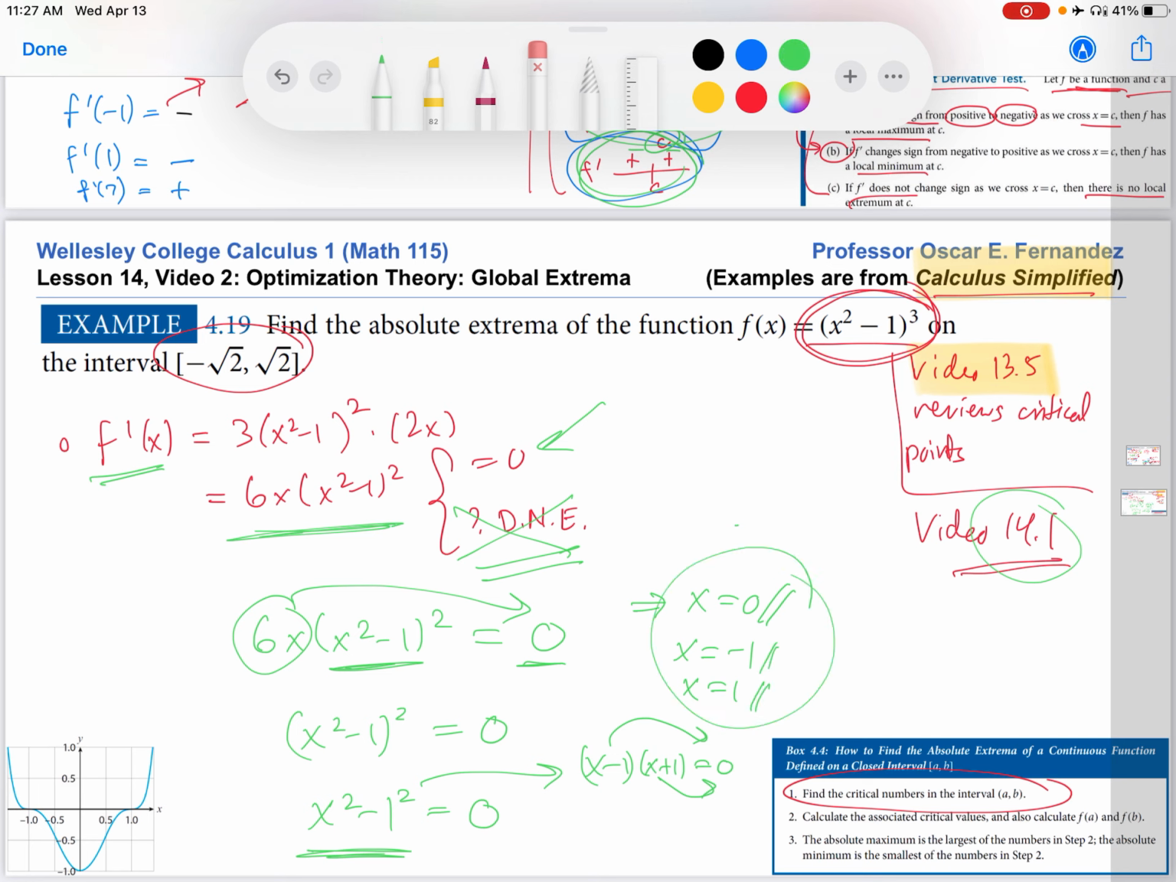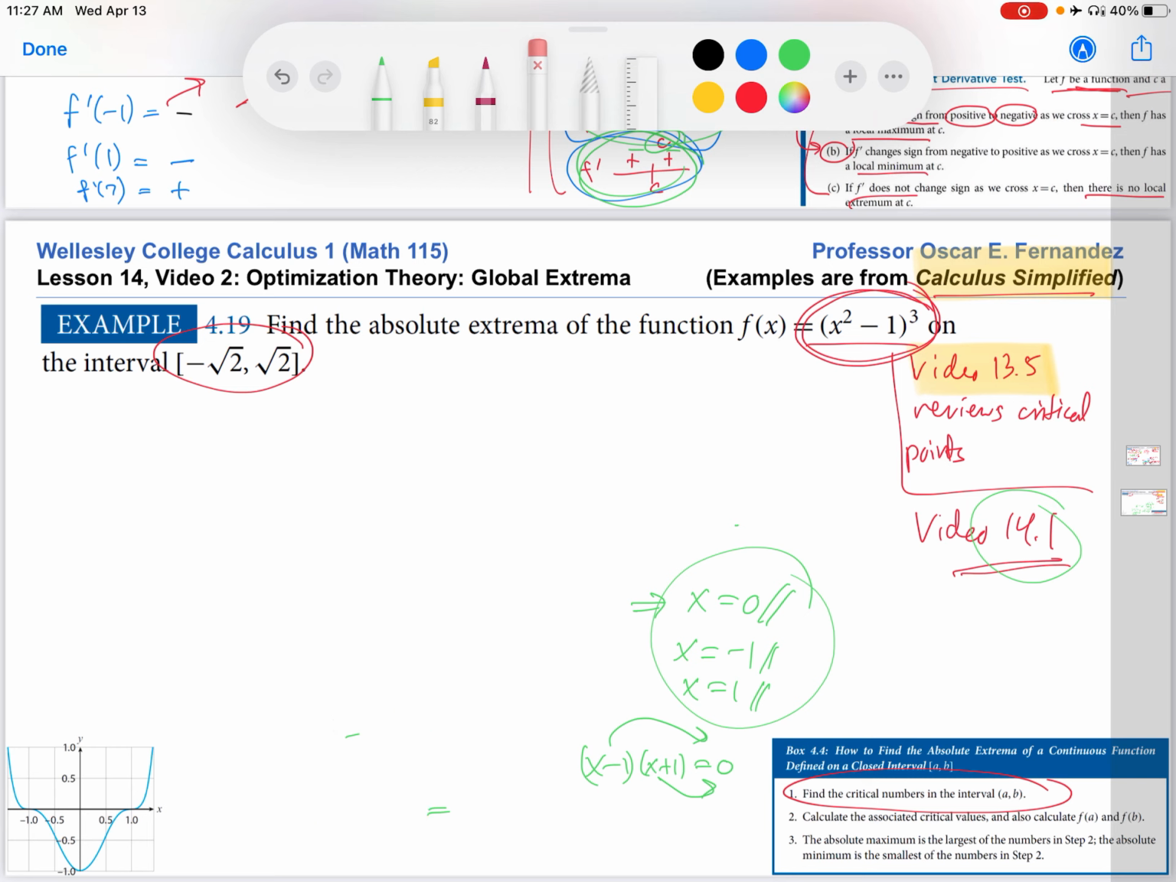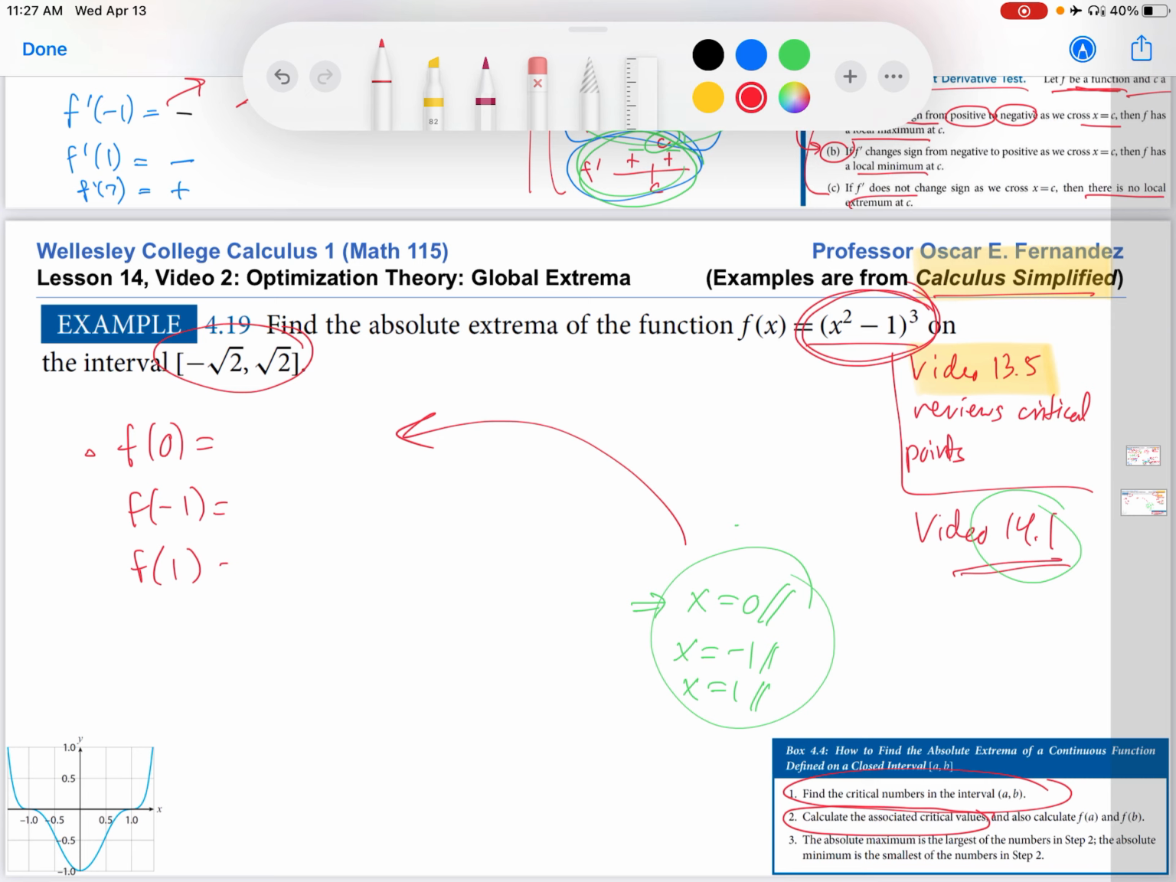Now let's go on to the next part of our box 4.4 procedure. So I have my critical numbers. This is me trying to make more room so we can do the second part. Okay, so next part of the procedure down here. Calculate the critical values. Let's do that. What does that mean? That means you substitute these x values into the function. The critical values are the y values of the critical numbers.